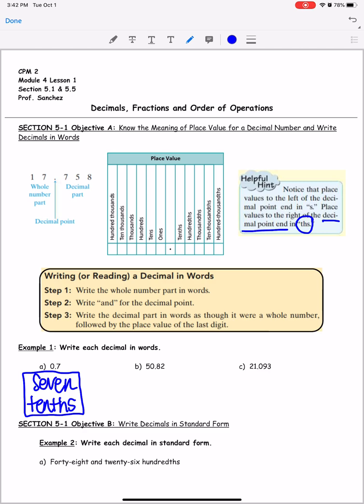So this is 7 tenths. On B, write out your whole number first. So my whole number here is 50. Write "and" for your decimal point. So I've got 50 and. And then write out the decimal part as if it was a whole number. So that is 82, but this is 2 places back behind the decimal. 2 places back is the hundredths, so 82 hundredths.